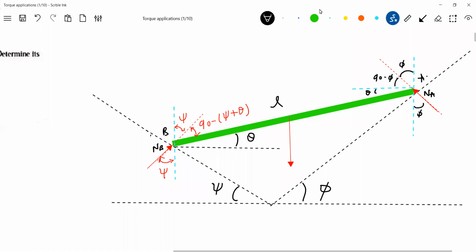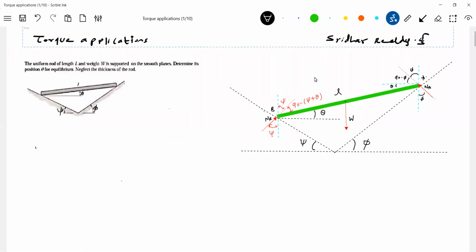Now, it's an equilibrium. Therefore, net force along the x-axis and along the y-axis should be 0. Then net torque about any point on the rigid body should be equal to 0. So this is the weight of the rod. Let's get into it with the rough diagram. So let's write the equations now.